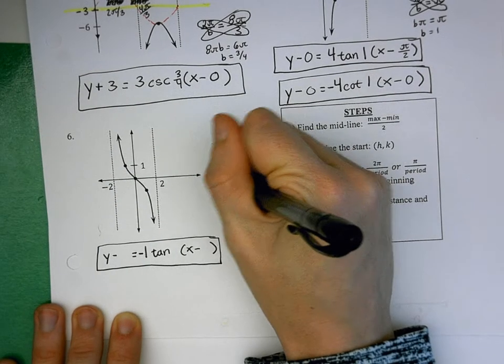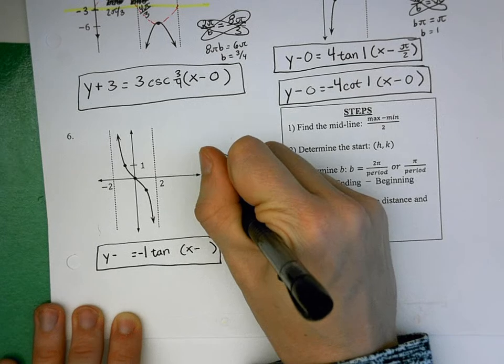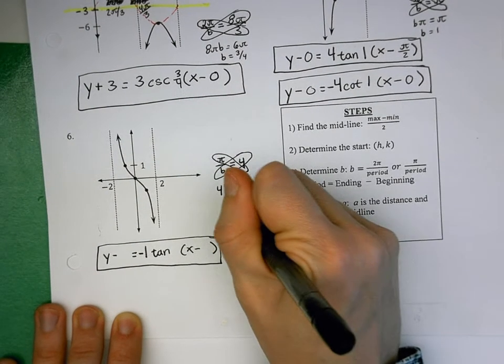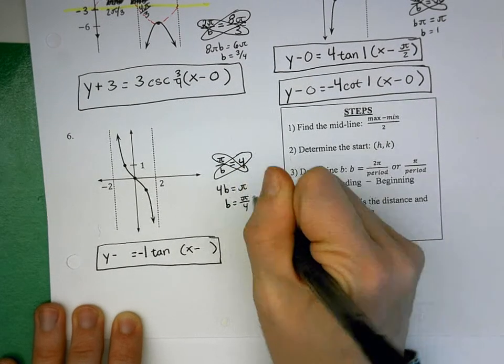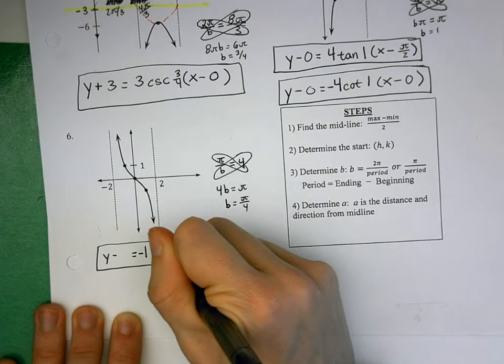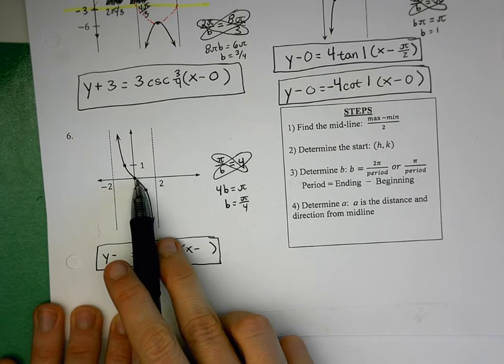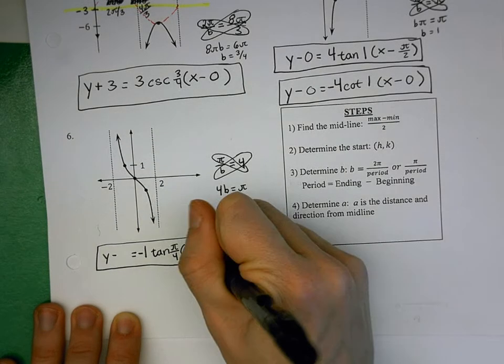Okay, cross multiplying, we get 4b equals pi. So dividing the 4, you get b equals pi over 4. Okay, and then where's tangent's hk again? Okay, tangent's hk is its middle point, which is at 0, 0.